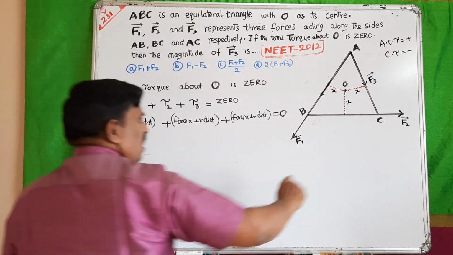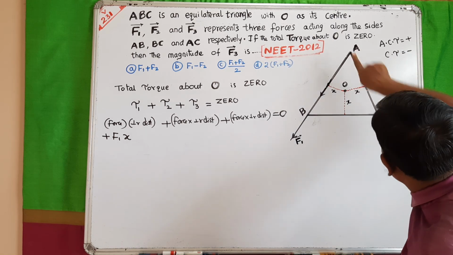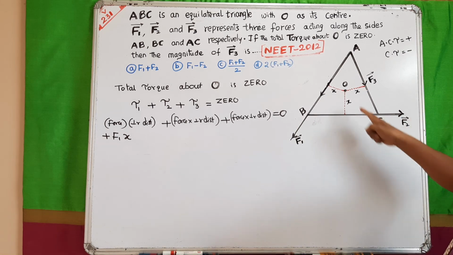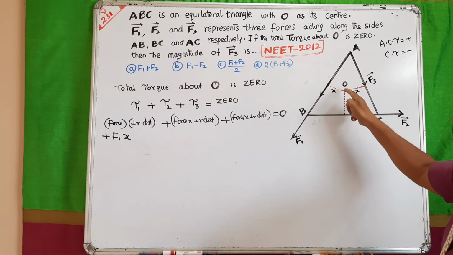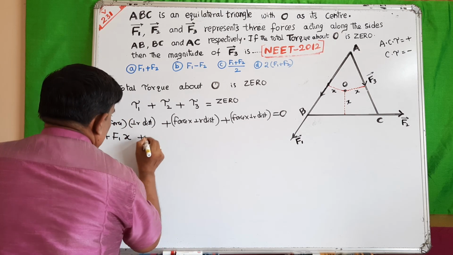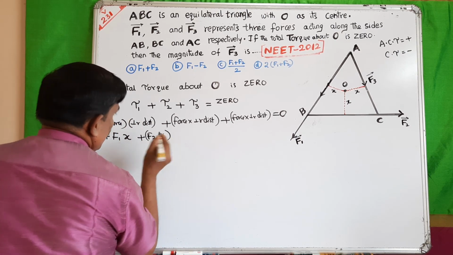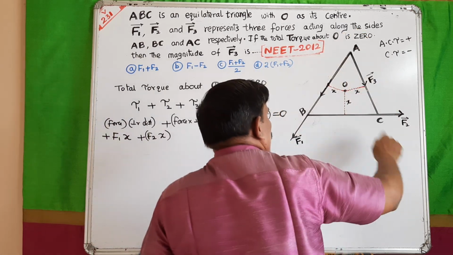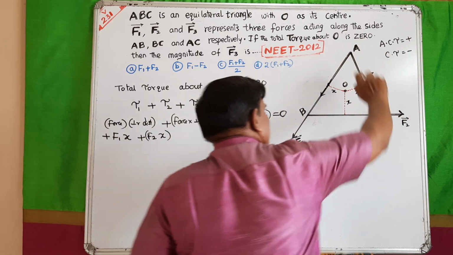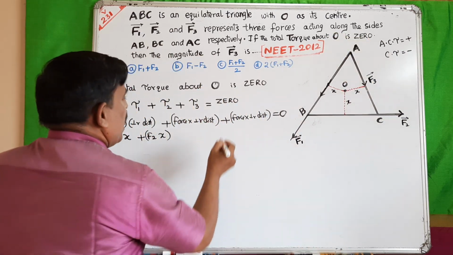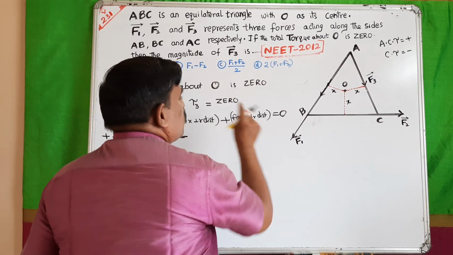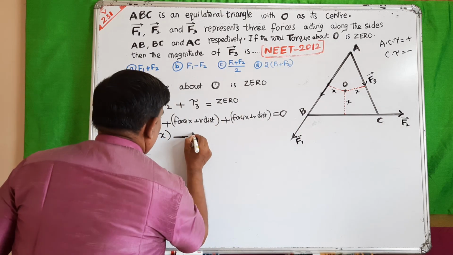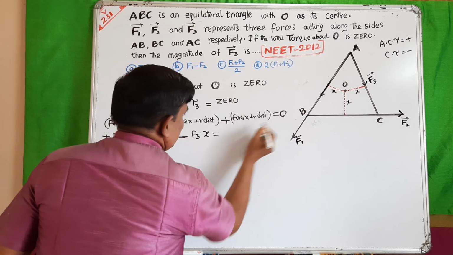Plus, next, due to this force, it is rotating anti-clockwise, so torque is positive. Torque means force into perpendicular distance, F2 into x about O. Now please listen here. Due to the third force about O, it is turning clockwise. Clockwise torque is negative. Now here I am writing negative. Force F3, perpendicular distance x. Minus F3 into x is equal to 0.